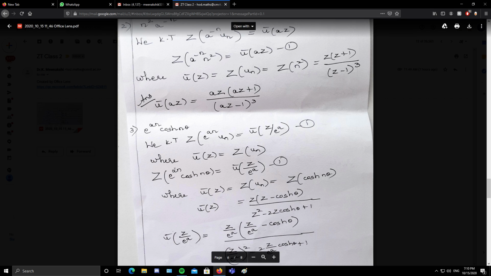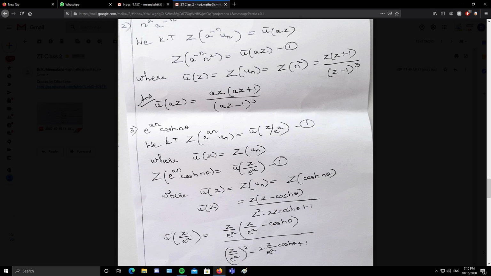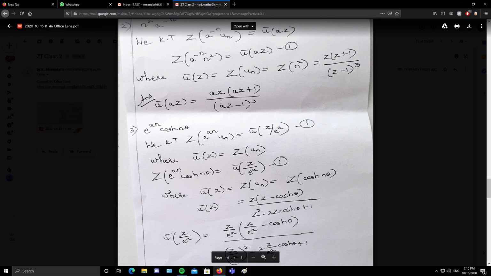Now we have problems from exponential damping rule. So in place of a, you will have e power a. That is the only difference.